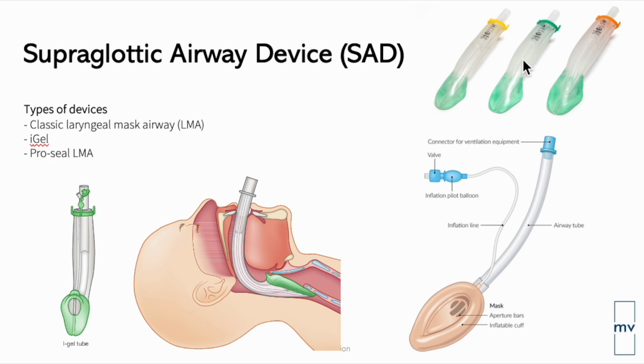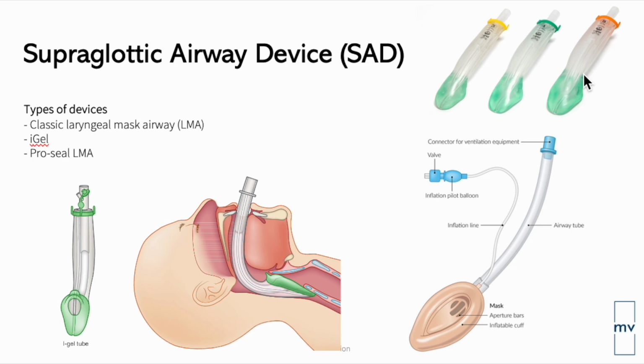I guess knowing that the i-gel has different sizes, depending on the patient's weight, there's a small, medium and large size as well. And I guess the other thing to note, like we mentioned before, but just recapping, is that the patient should be under a GCS of 8 or unconscious.